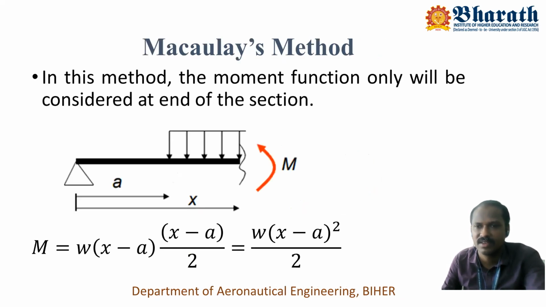Suppose you have a uniformly distributed load. Then the bending moment equation at the section x will be w, where small w is nothing but the rate of loading, multiplied by the distance and the CG distance. So finally, you will get w into (x minus a) whole square divided by 2 as the bending moment for the beam which is carrying a uniformly distributed load.